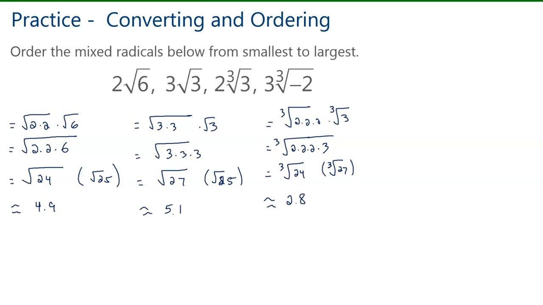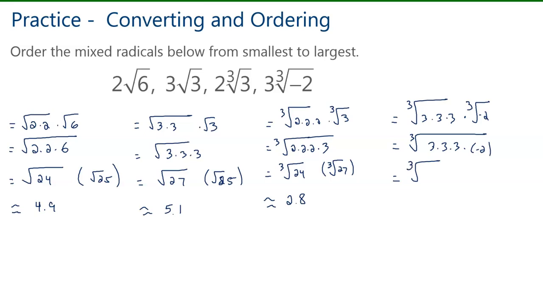Let's look at the last one, 3 and the cube root of negative 2. So I'm going to write this as the cube root of 3 times 3 times 3 times the cube root of negative 2, which is the cube root of 3 times 3 times 3 times negative 2. This is the cube root of negative 54. And that's a negative number, so that's going to be the smallest number when ordered from smallest to largest anyway.